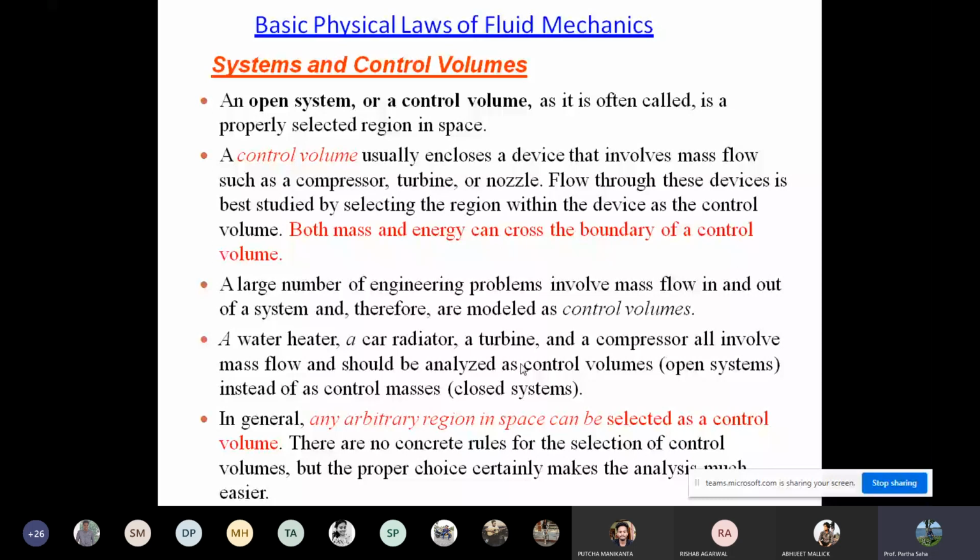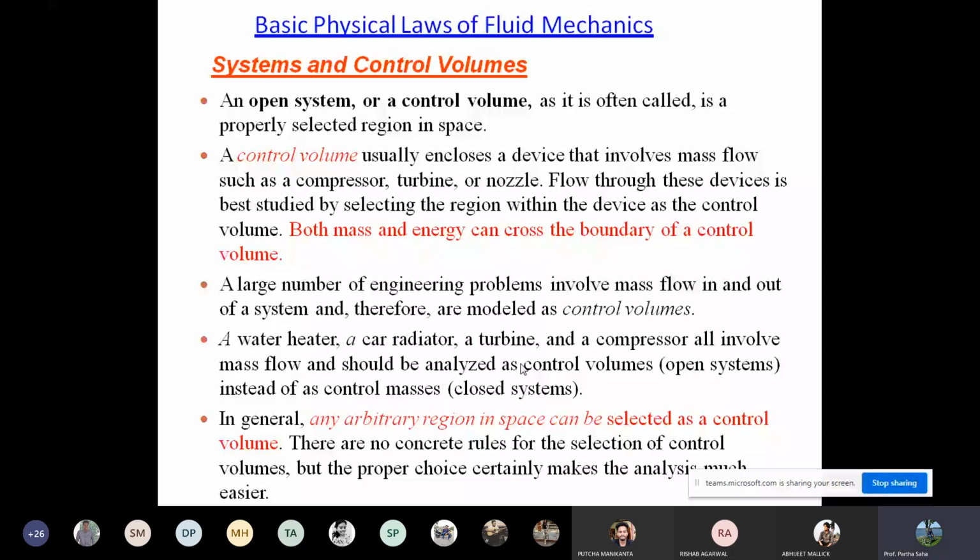Both mass and energy can cross the boundary. Right? In the case of an open system, mass can cross the boundary, so mass transfer can happen. Energy transfer can happen as well, because I have already shown you that energy transfer can happen in the closed system also. Definitely in an open system, both mass and energy transfer can happen.